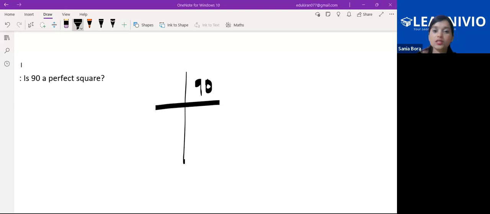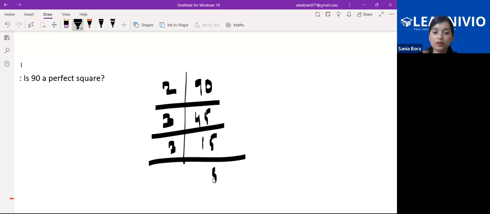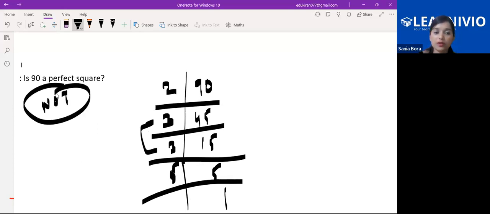Yes. Because I'll do it with two table. Yes. So, two. Okay, two table. I'll do it. How do we get? 45? Yes. And 3 table, 3 ones are 3 and 3 fives are 15. Then 3, 5 and 5, 1. So you can see only 3 has a pair. 2 and 5 don't have a pair. So it is not a perfect square.